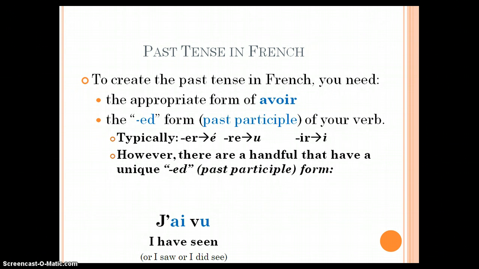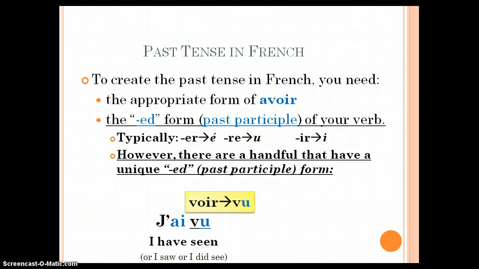Let's take this other example. J'ai vu. J'ai vu means I have seen. It can also mean I saw or I did see. To create the past tense, le passé composé in French, you need your appropriate form of avoir, which we have, j'ai, as well as the ed form or the past participle of your verb. As we discussed, there are a handful of verbs like voir that have a unique ed or past participle form. Voir becomes vu because it's irregular.